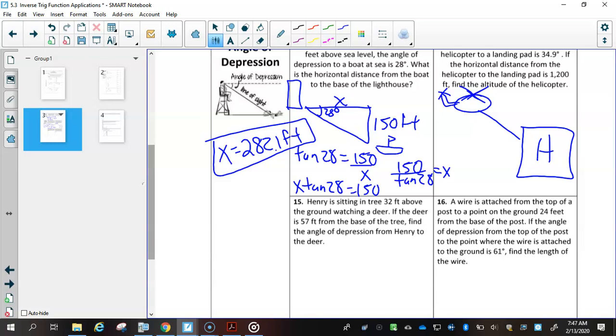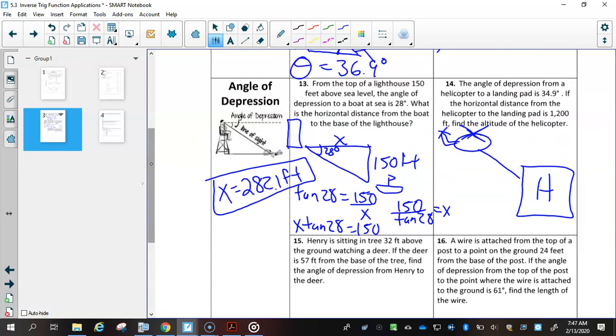So it's looking down at the landing pad. My triangles are actually kind of small. So the angle of depression is 34.9 degrees. I'm gonna write that outside because I wrote my triangle too small. If they were at the same level and height, the distance between them would be 1200. And we're looking for the altitude of the helicopter. How high is it from the landing pad?